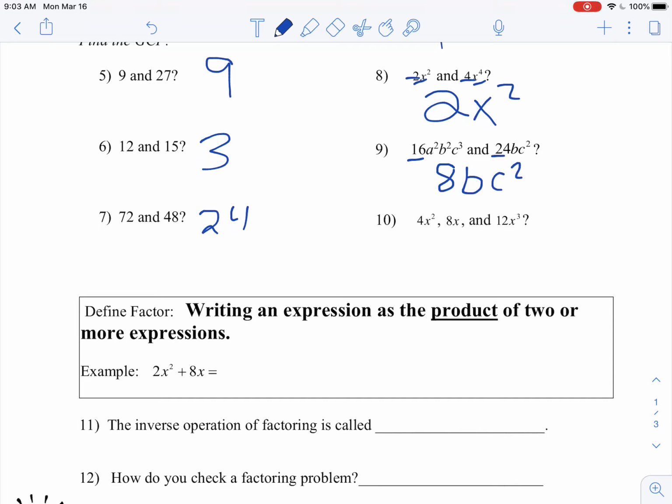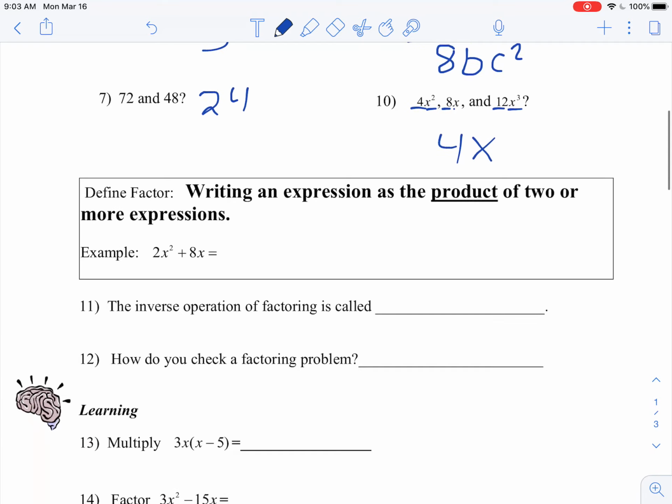So if I was looking at number 10, I'd find the biggest number that goes into 2, 4, and 12, and that's 2. This one has 2 x's, this one has 1 x, and this one has 3 x's. So the common factor there would be 1 x. They have at least 1 each.